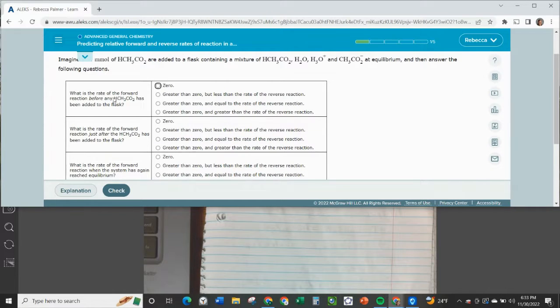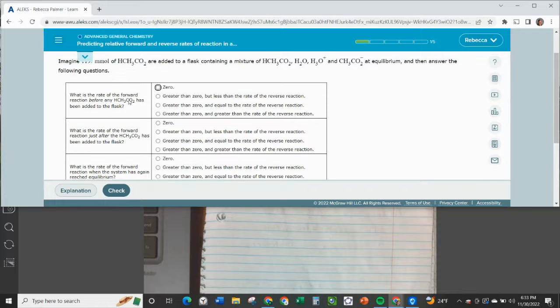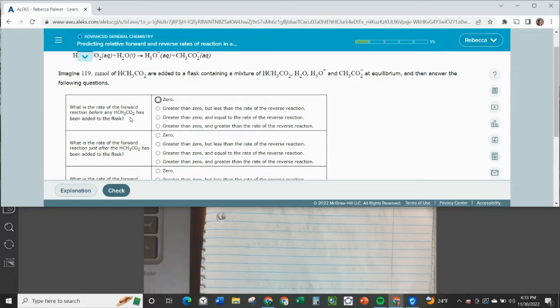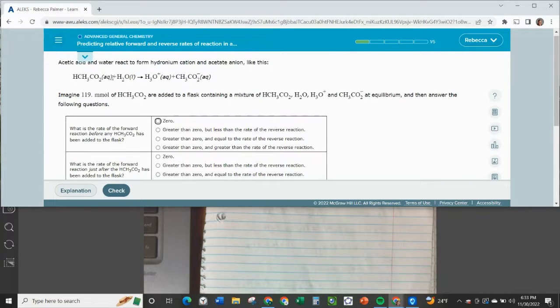So it says, what is the rate of the forward reaction before any HCH3CO2 has been added? So right now, before anything happens, it says it's at equilibrium. So that means that that's the definition. The reverse and forward reaction are equal.